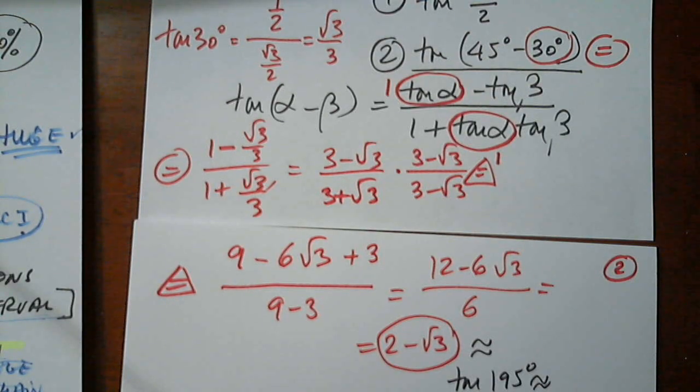So the problem says exact. Okay, fine. I found the exact 2 minus the square root of 3, but I will still check. It takes 30 seconds to check. If I don't get the exact same thing, then I'll say, oops.